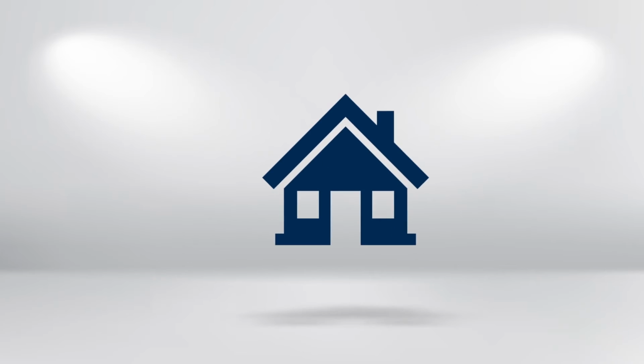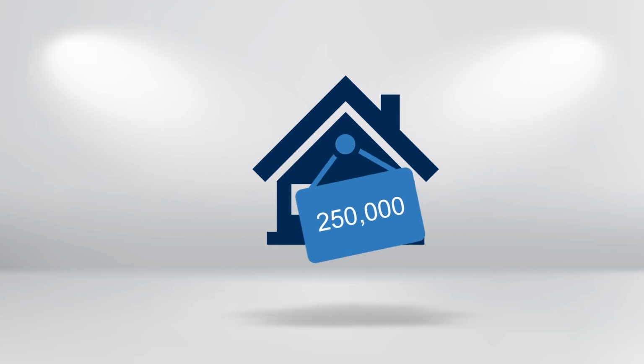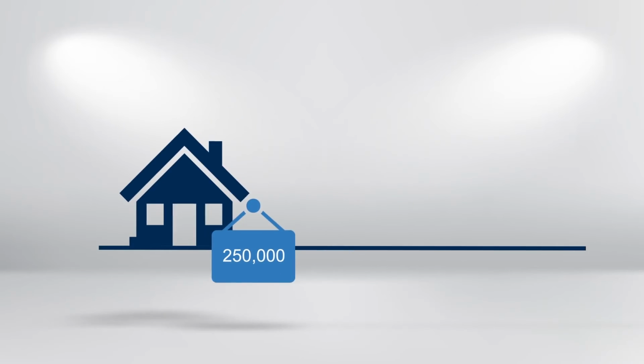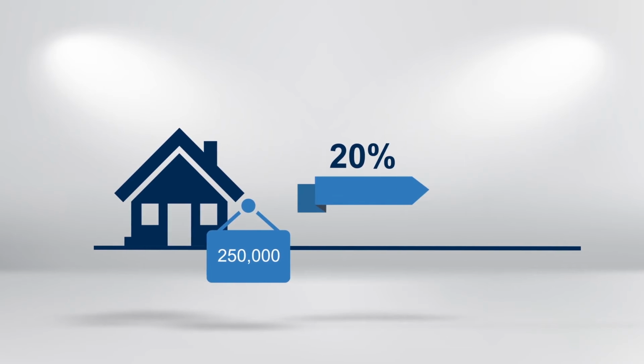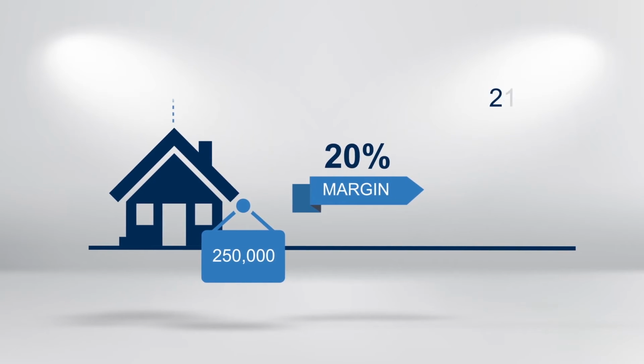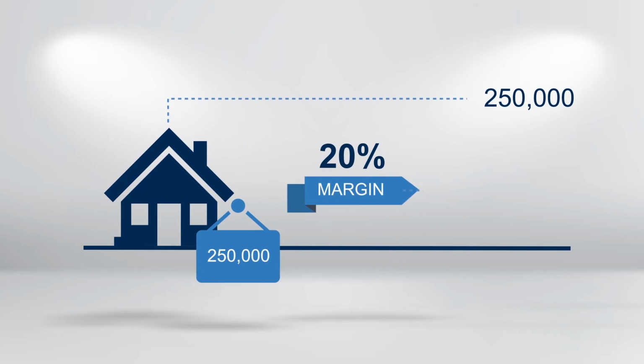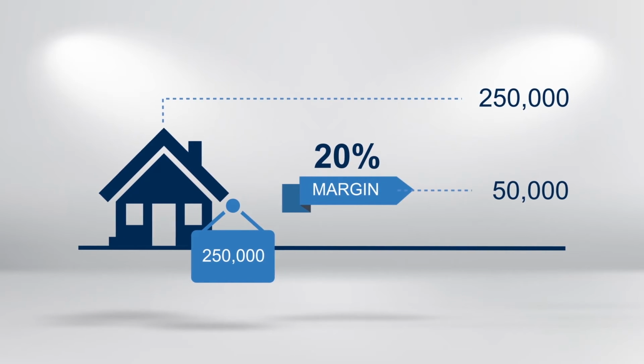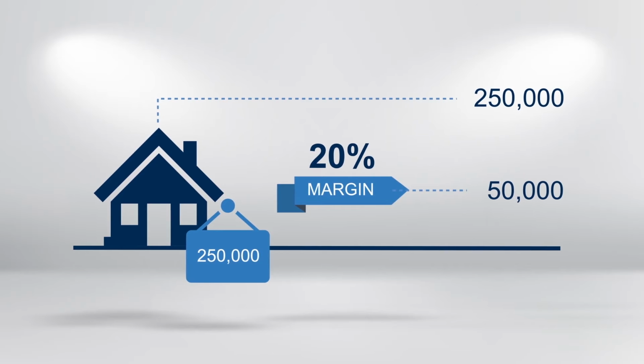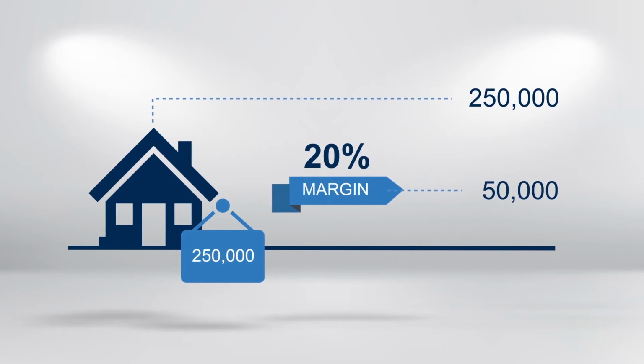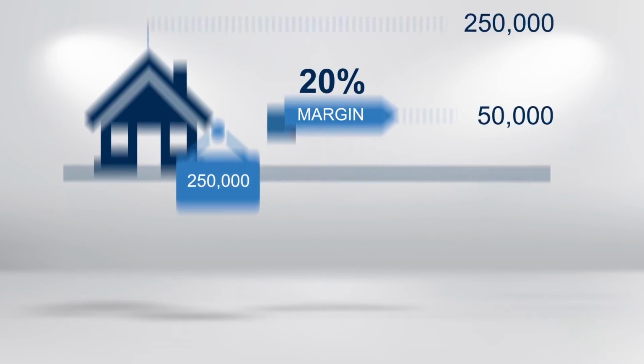It's rather like buying a house that costs you $250,000 with a down payment of 20%, the margin. The value of the house is $250,000, but we only put down $50,000 and buy the house. The same analogy could be applied in trading futures.